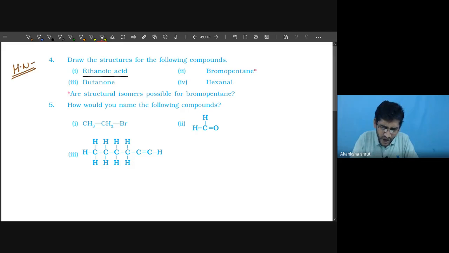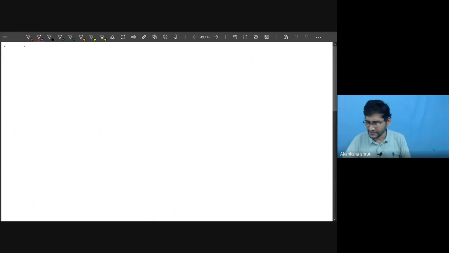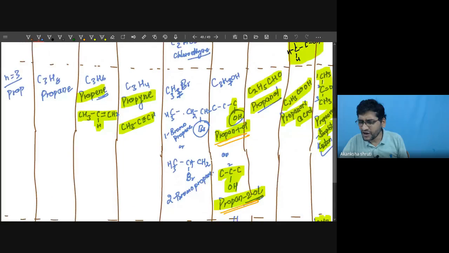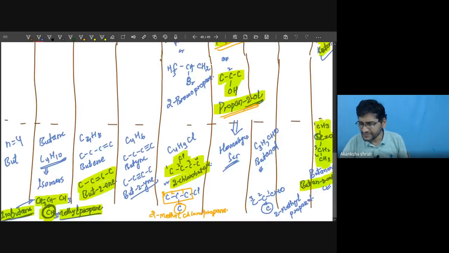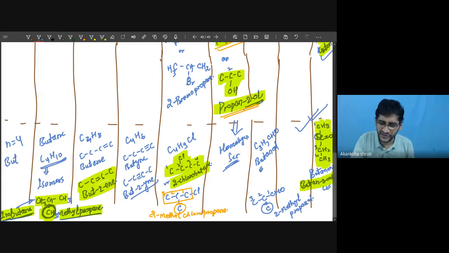Leave their isomers. If their isomers are asked for, then you draw the different isomers for it. So butenone, butenone. Right now we have drawn butenone. Not drawn, student? You people are sleeping, it means. Where is this butenone? Yeah, this is the butenone, student. Okay?